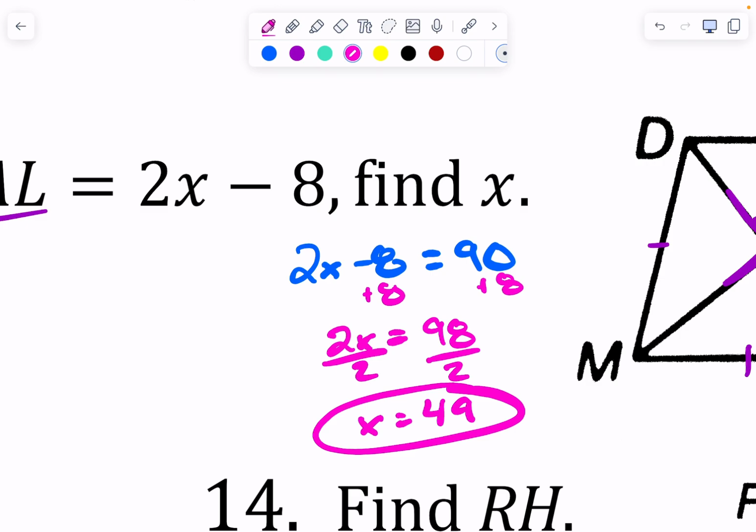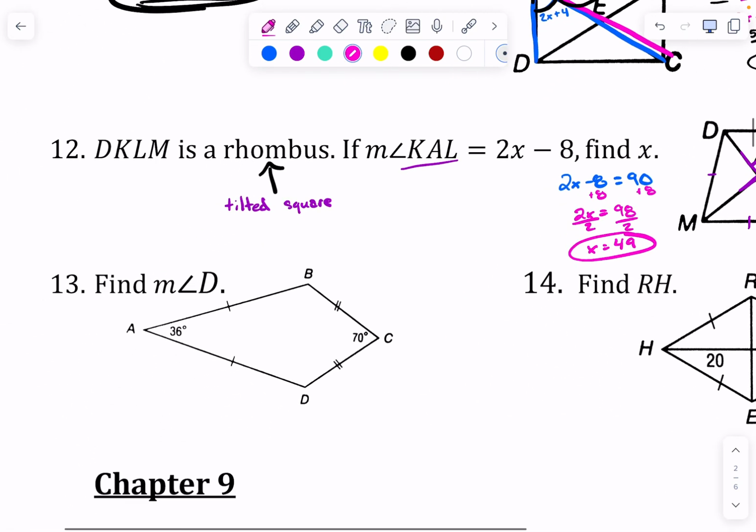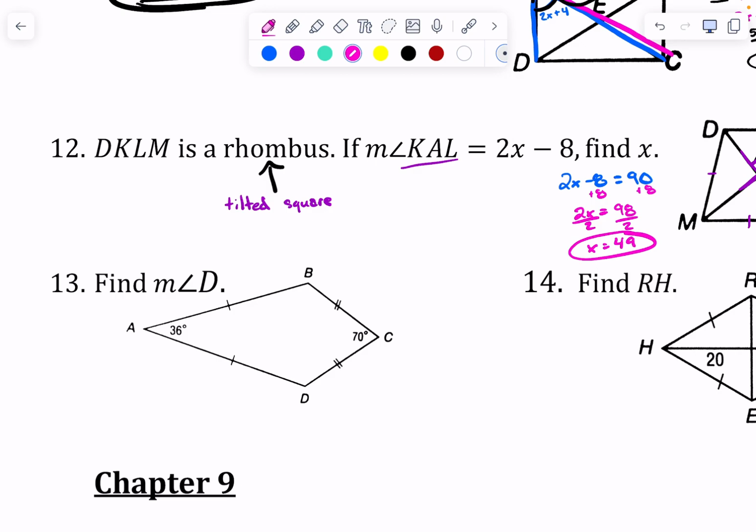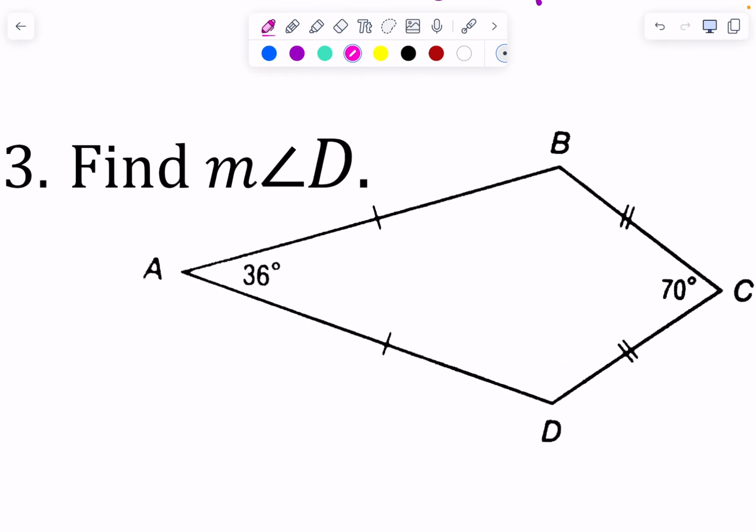Very good, very good. Okay, find x, and that's all we need to find, right? We don't have to plug back in. Okay, 13. What is that thing? A kite. That's a kite.